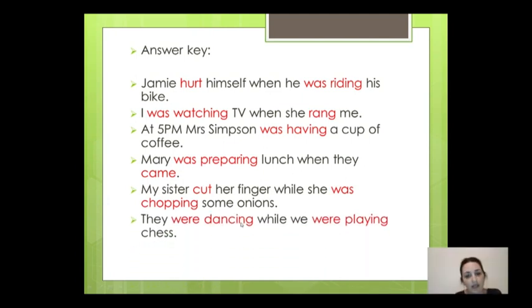They were dancing while we were playing chess. Both actions are used in past continuous because they both were ongoing in the past at the same time, individual from each other, not intervened. Dakle, dve radnje ili više, tako, se odvijaju paralelno, istovremeno u prošlosti.